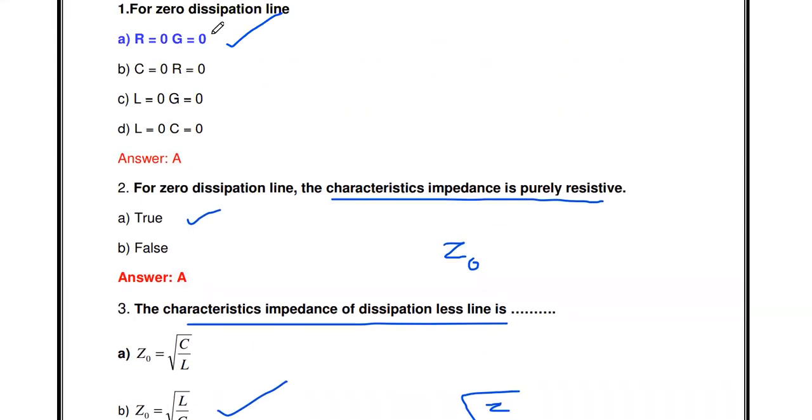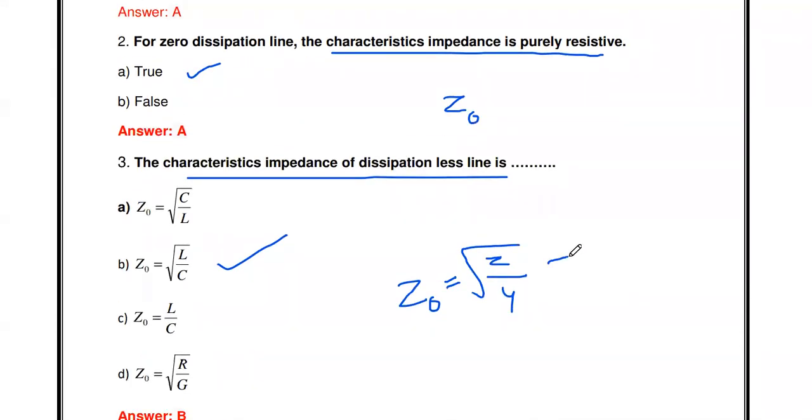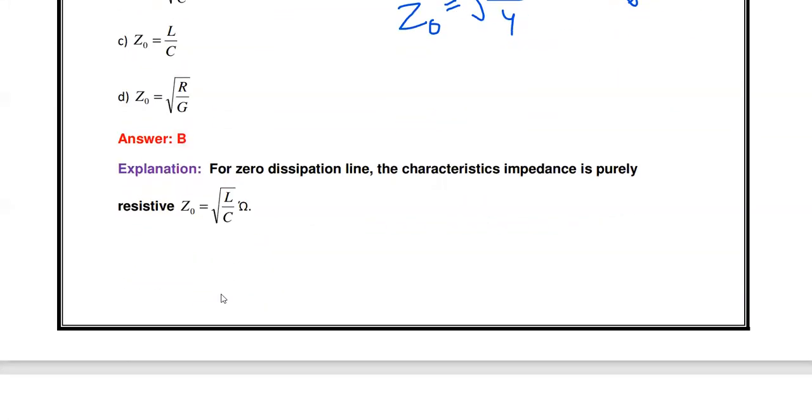For the dissipationless line, the resistance value and the conductance value are 0. So Z0 equals square root of Z by Y, where Z reduces to j omega L, and similarly the admittance Y reduces to j omega C, since R equal to 0 and G equal to 0. The j omega cancels, so we get the Z0 formula as square root of L by C. So Z0 is purely resistive for a zero dissipation line.